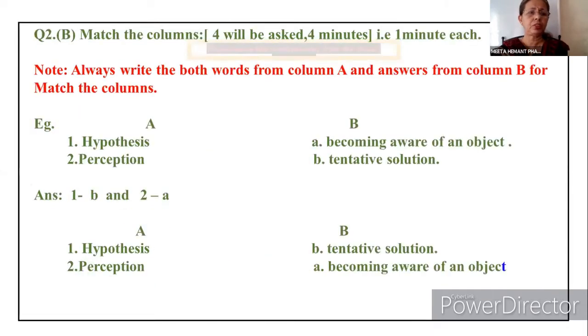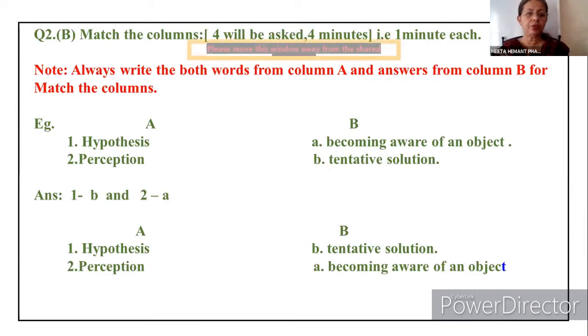Then we come to the next, question number 2B, match the columns. 4 will be asked. You have to give 4 minutes, 1 minute each. Note, always write both the words from column A and answer from the column B and match the columns. Okay. So now your example, A and B are given. Now I have given examples of only 2, but you will be asked 4.